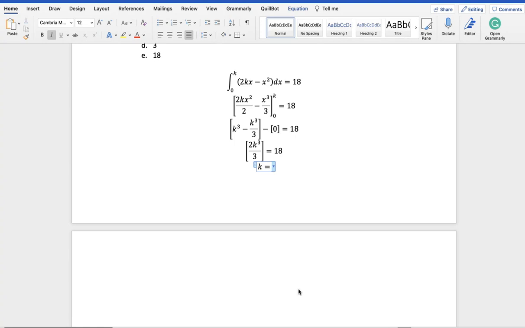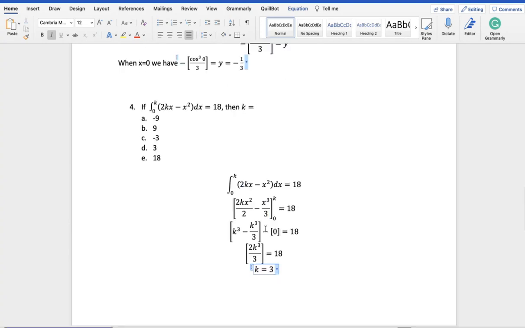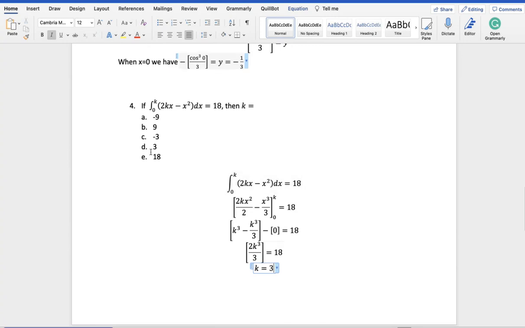K is equal to 3, right? Thank you. So that is it for this problem. So the answer should be option D.